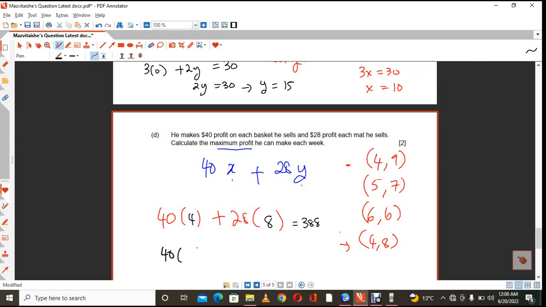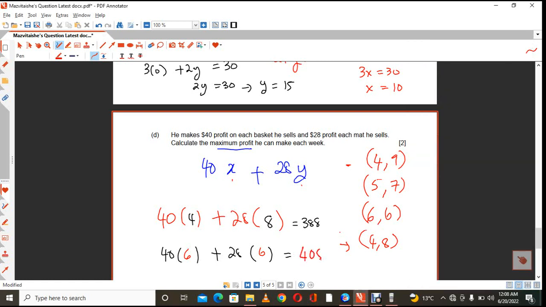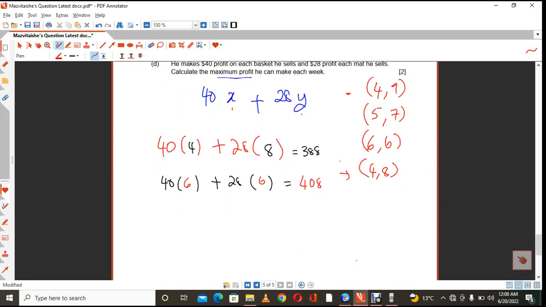So I'm going to choose another point. I'm going to choose the point 6,6. So I go back to my calculator, and I put 6 here. I'm looking for the maximum profit. I'm going to put 6 here, hit enter. Well, I'm getting 408. So we're getting somewhere. We already chose these two.